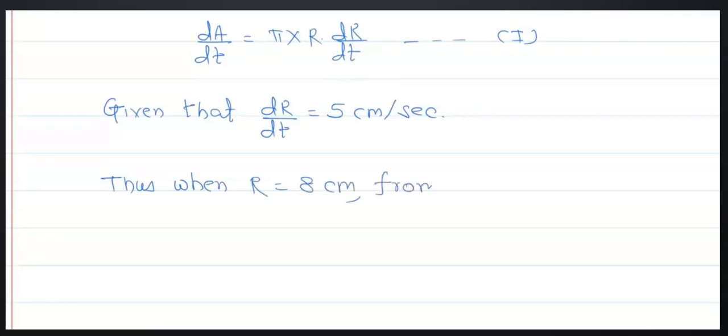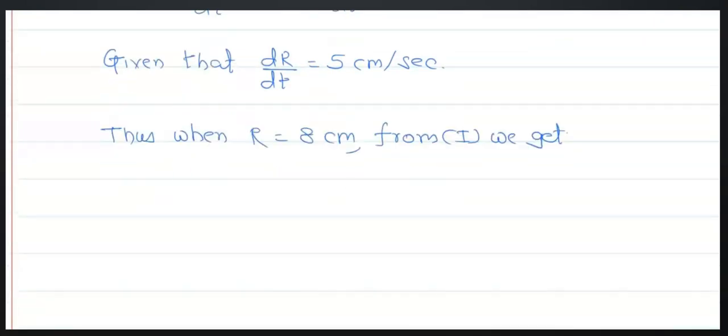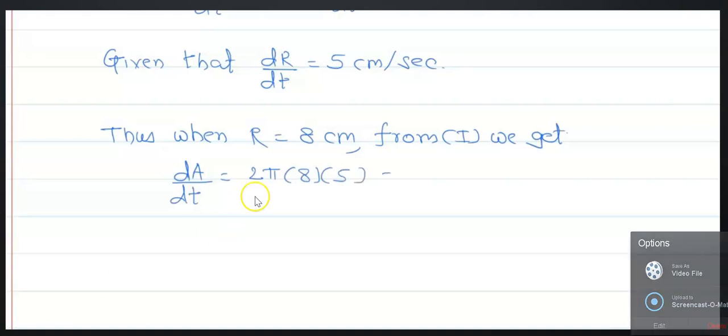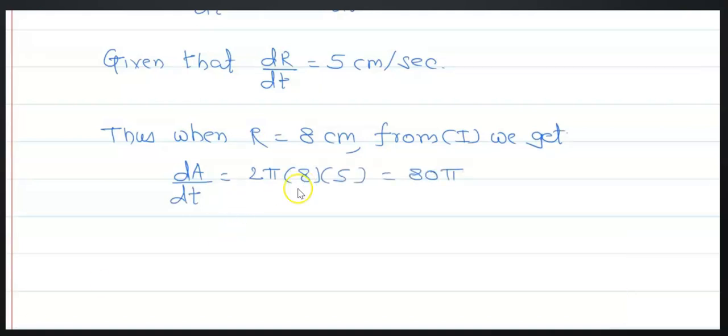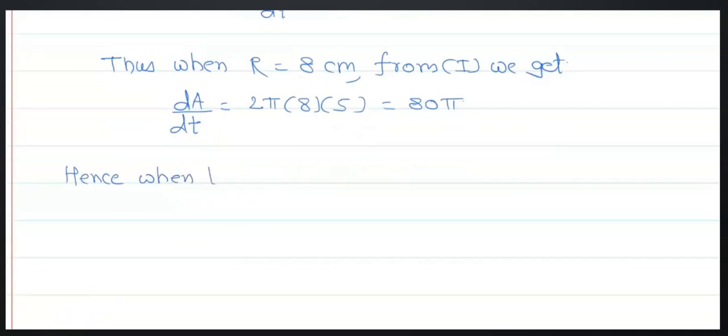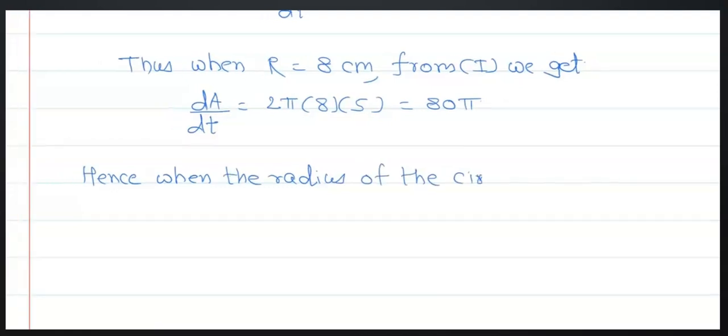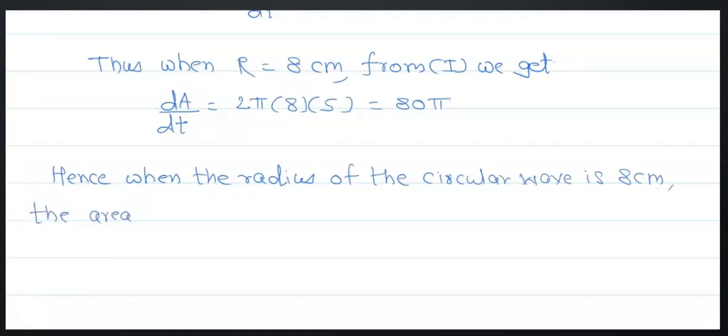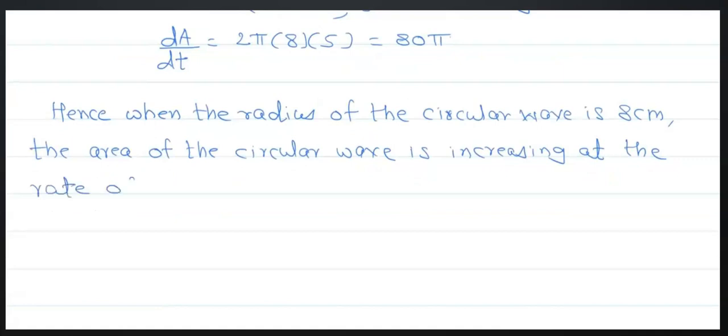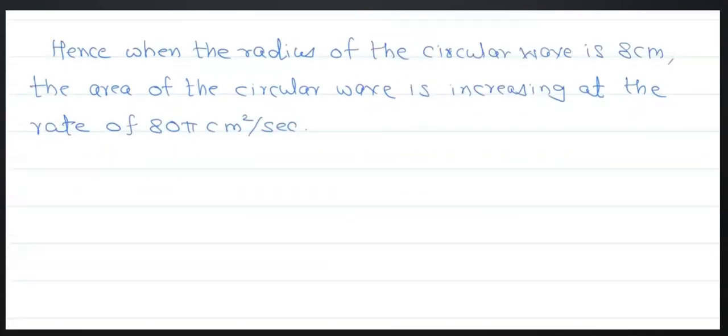Thus when r equals 8, we substitute the value of r, that is 2 pi into 8 into 5, then you will get 80 pi. That's why the area is increasing at the rate of 80 pi square centimeter per second. Hence, when the radius of the circular wave is 8 centimeter, the area of the circular wave is increasing at the rate of 80 pi centimeter square per second. Now the second example.